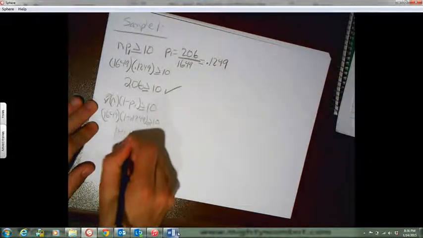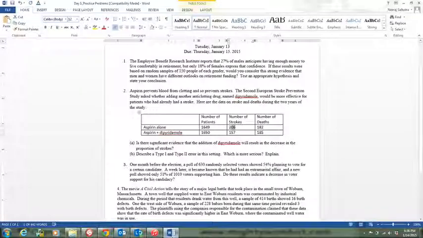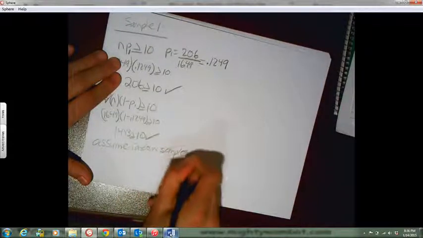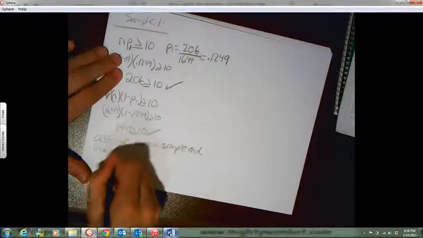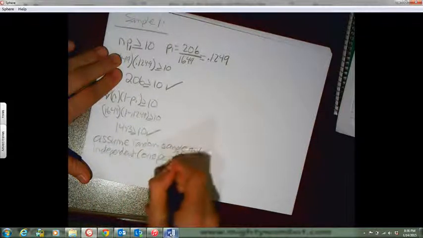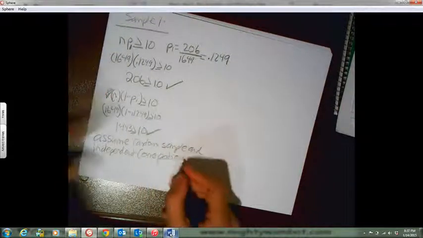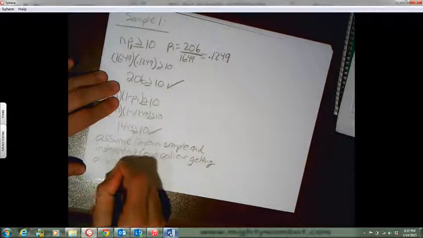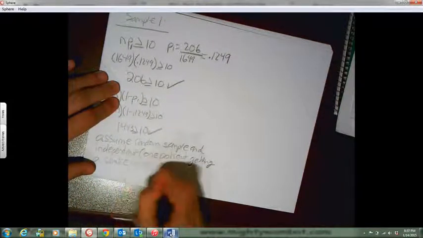Does the problem say it's an independent sample? Let me take a look. We assume it's a random sample and independent. One patient getting a stroke does not affect the other.